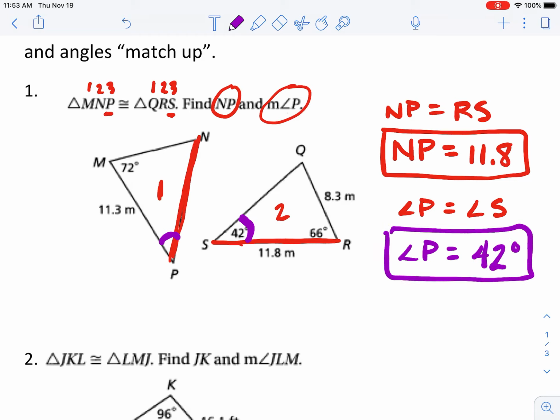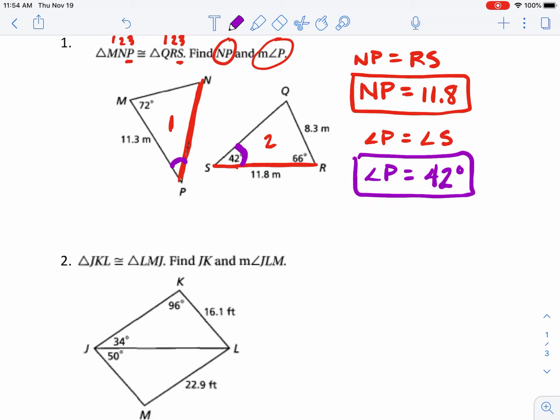All right, so that's how you do it. You just figure out what order the letters are in, and make sure you can match up, so that's kind of my wording there, match up the correct side or the correct missing angle. All right, let me do another one.